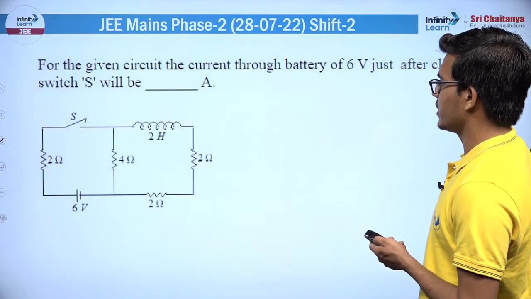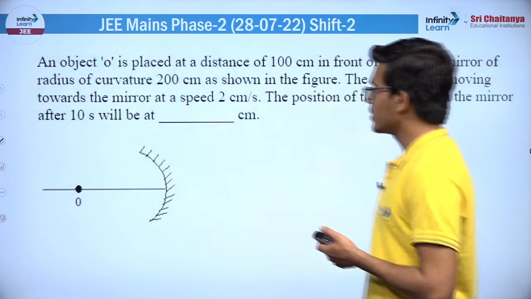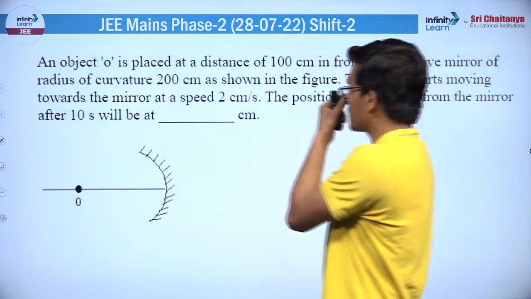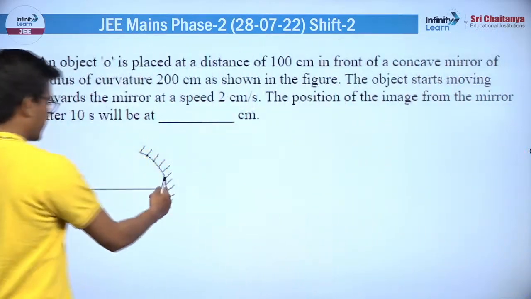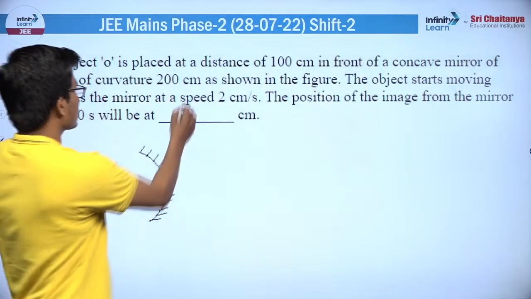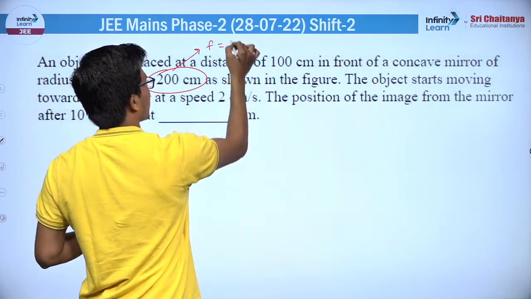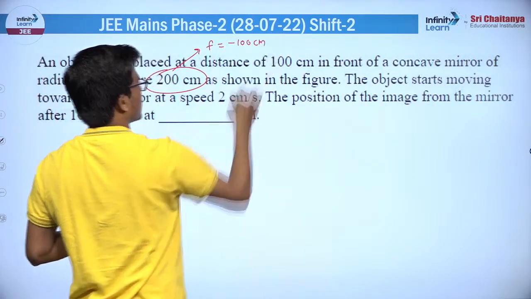This question is repeating, kya? Yes, this question is repeating 2 times. Answer is 1 ampere. Moving to the next question, an object O is placed at 100 centimeter, so this distance is given to you, 100 centimeter in front of a concave mirror. If radius of curvature is 200 centimeters, so focal length will be half of it, and it will be negative because it is a concave mirror.